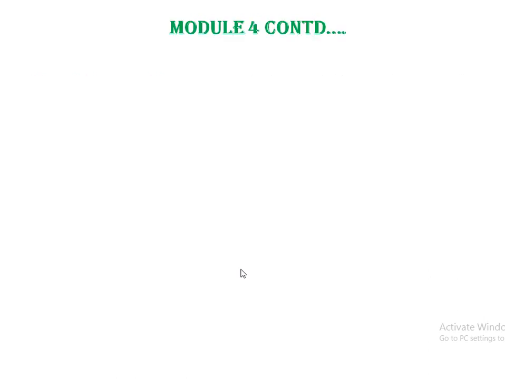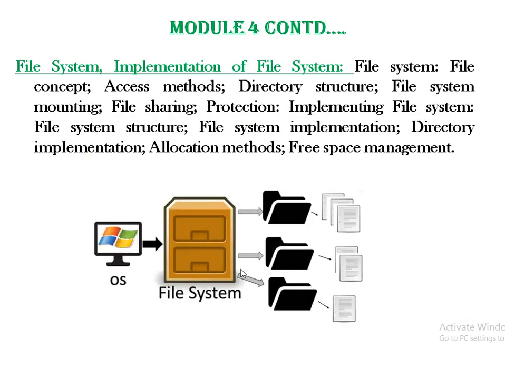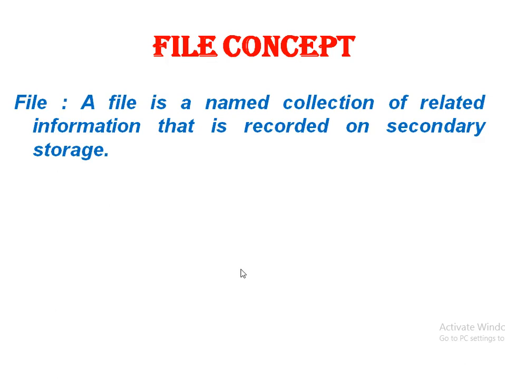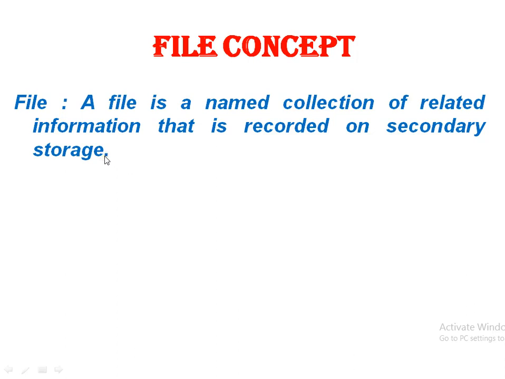So in this video lecture we shall see what is a file system, what is a file, different access methods of file systems, then directory structure, file mounting, and file sharing. First and foremost, we need to know what is a file. A file is nothing but a named collection of related information that is recorded on a secondary storage device.